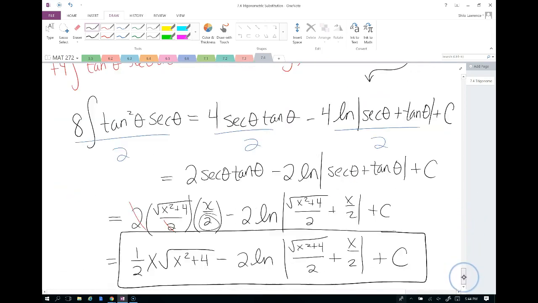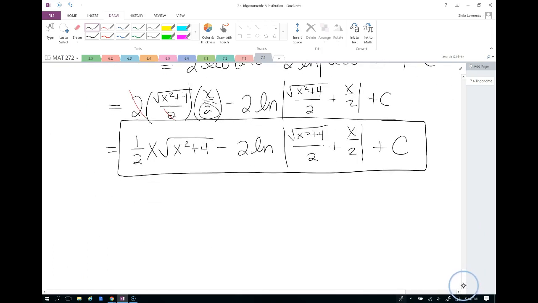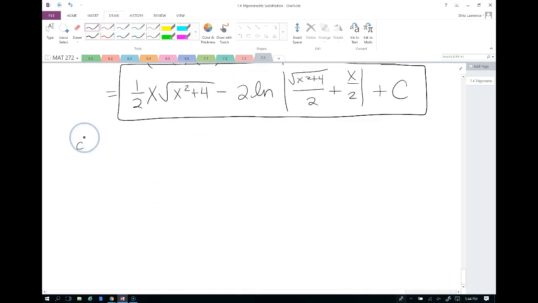There is another type of problem that we might see that requires us to use our power reducing formula. And when you get to your final answer, you might be confused as to how to rewrite these answers from theta back into x. So I want to make sure to show you one of these.